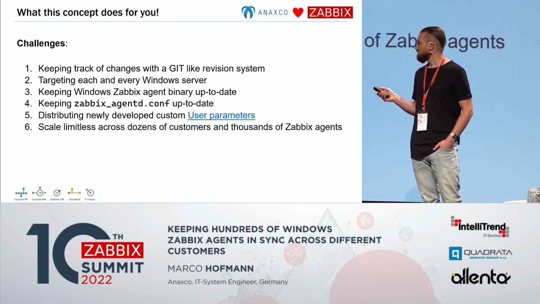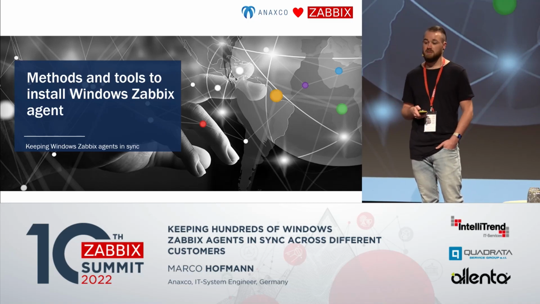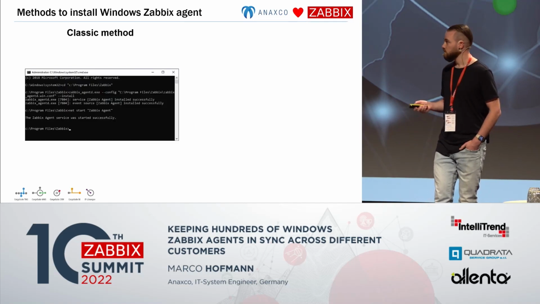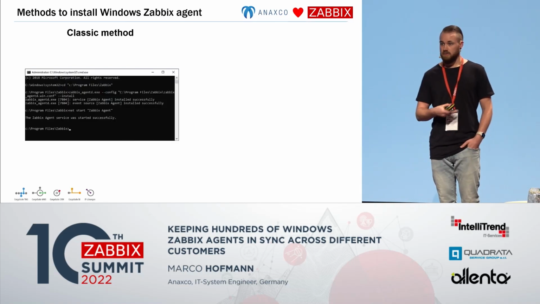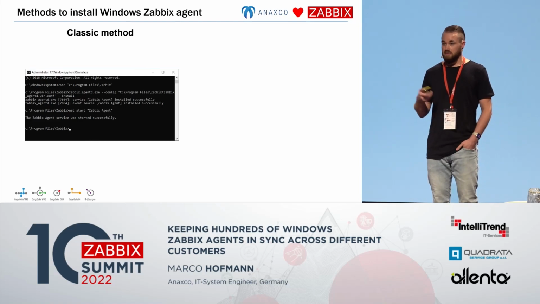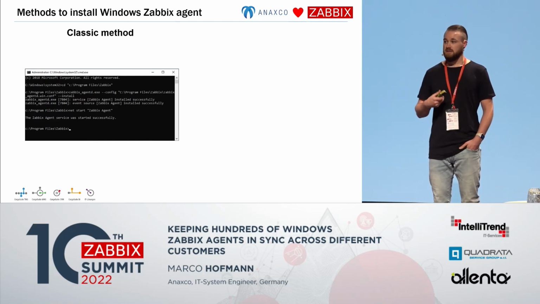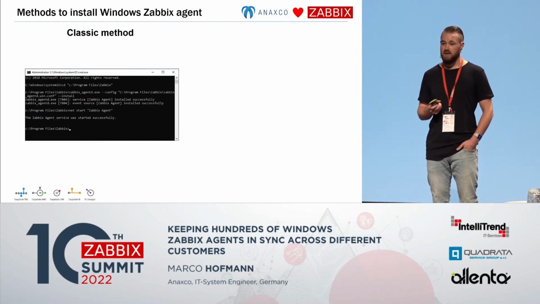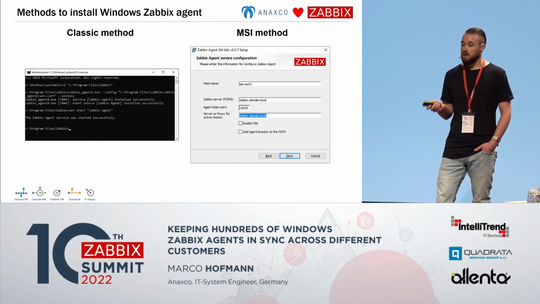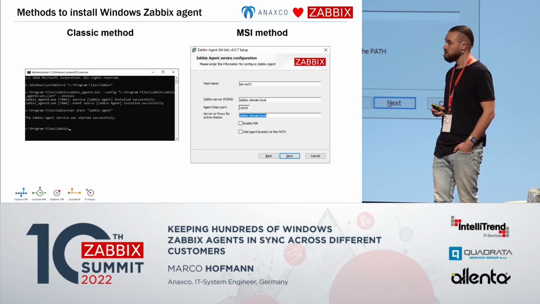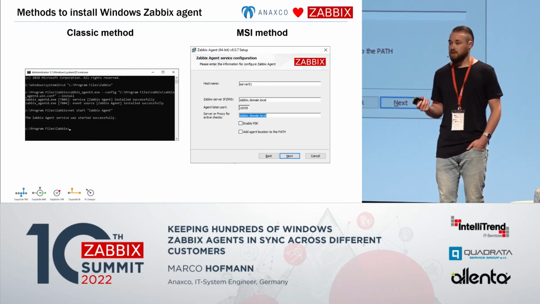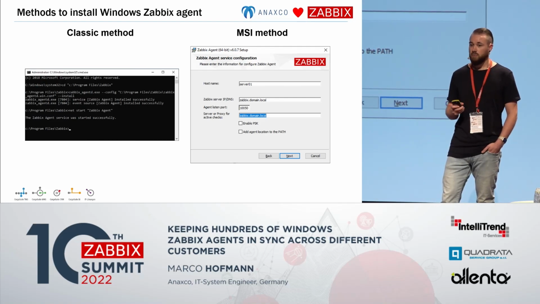So before we start, let's take a short look at the methods and tools available we use to install Zabbix agent. First, there's the classic method we all know. We download the zipped binary files, extract them, install them from the command line. We need a prepared configuration file, which will then register the Windows service. Then there's the more modern approach to use the Zabbix provided official MSI files. We can use the GUI or the command line, which will then create a configuration file and register the Windows service.